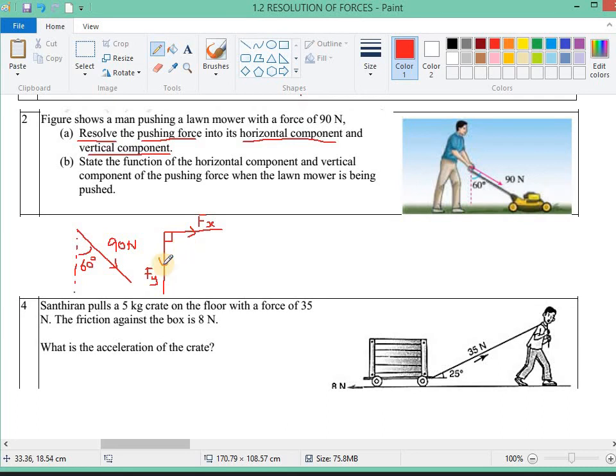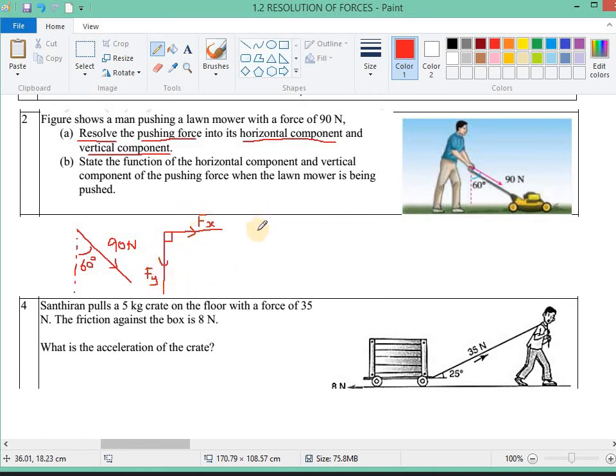These two components, Fx and Fy, will produce the same effect as the 90 Newton. That means the effect of the 90 Newton is the same as Fx and Fy, and the effect of Fx and Fy is the same as the 90 Newton. Get the idea? Alright. So we want to find the horizontal component and the vertical component.